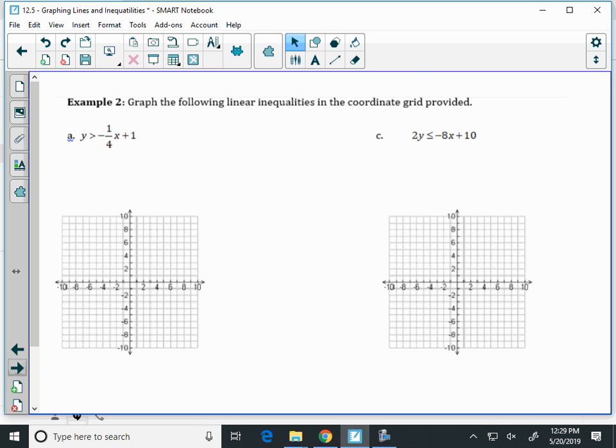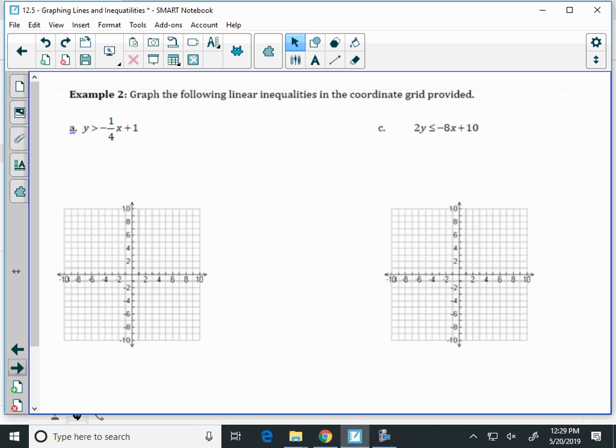So let's graph. We take a look at example 2. It says graph the following linear inequalities. So we take a look at A. In A, y is by itself, so we don't have to solve for anything. And we graph it just like we would if it was y equals. Just we have to shade, and we might have to draw a dotted line depending on the inequality. So we take a look at M. What's the slope of this inequality? Negative 1/4.